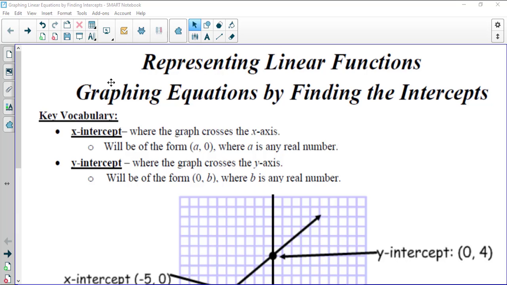Today's video focuses on representing linear functions by graphing equations, finding the intercepts. So we've looked at graphing linear functions or linear equations by making a table, and now what we're going to talk about is graphing equations by finding the intercepts. In class, we've mentioned a little bit about both the x and especially the y-intercept, so we've maybe hinted at some of this vocabulary before.